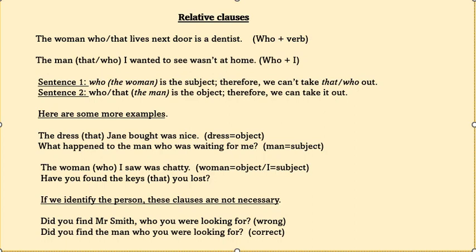If we identify the person, these clauses are not necessary. So if you say, did you find Mr. Smith, who you were looking for? You identified the person, so that's wrong. Did you find the man who you were looking for, the man you were looking for? So that's correct.